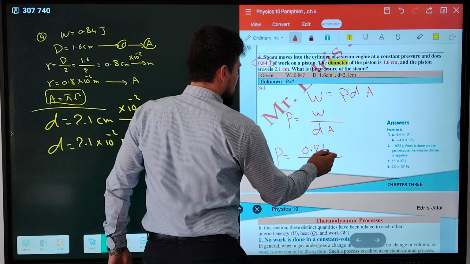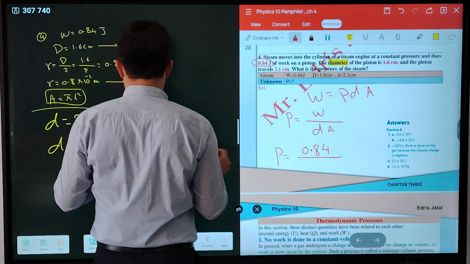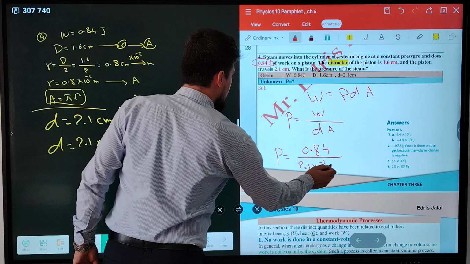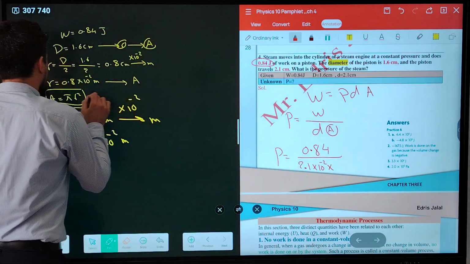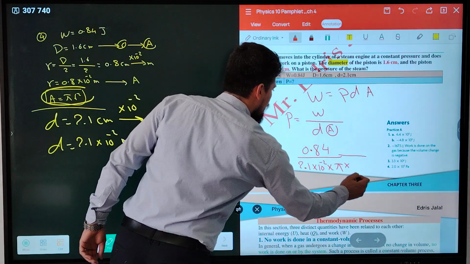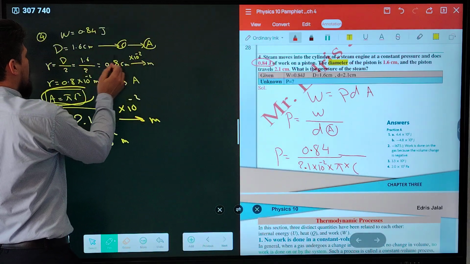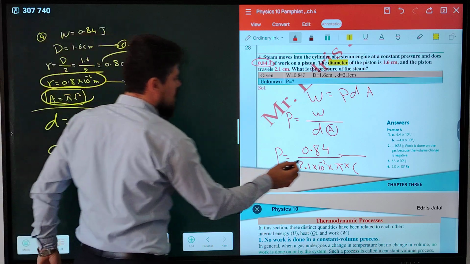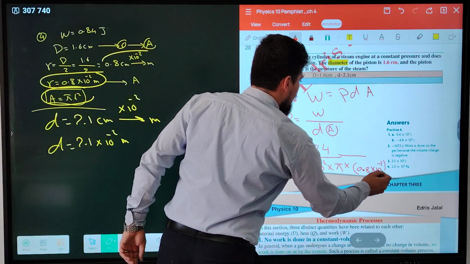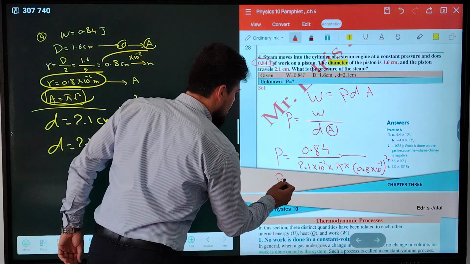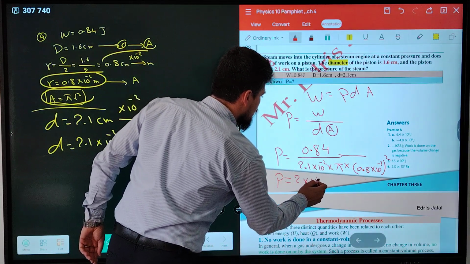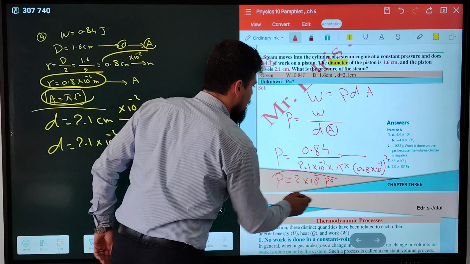0.84. Do we have distance? Yes. 2.1 times 10 to the power negative 2. Do we have area? No. But we have pi r squared. r we found 0.8, so pi times 0.8 times 10 to the power negative 2, squared. So P is equal to what? P is equal to 2 times 10 to the power 5 Pascal.